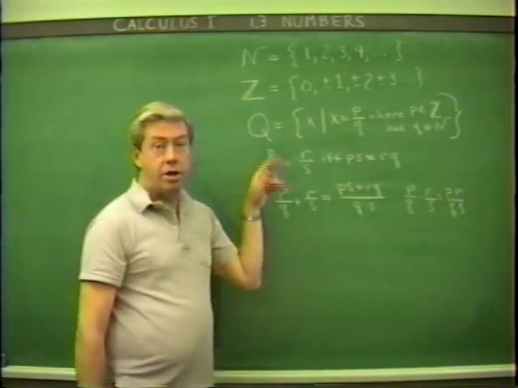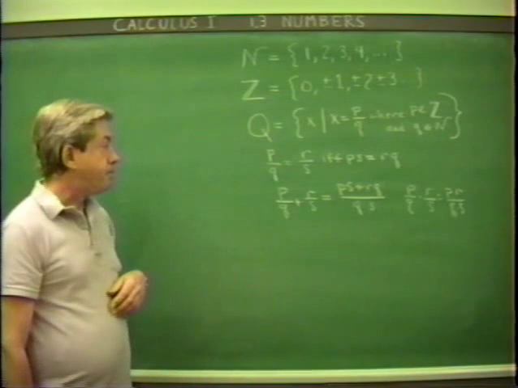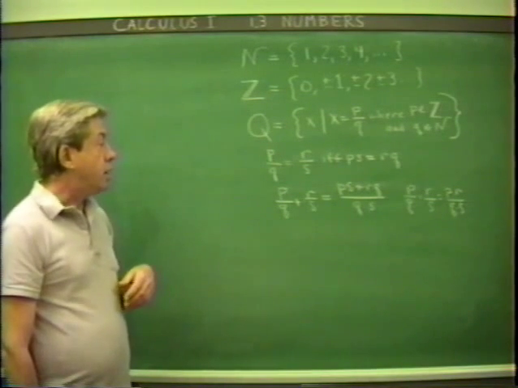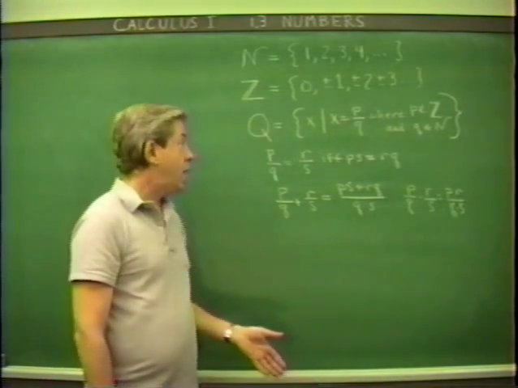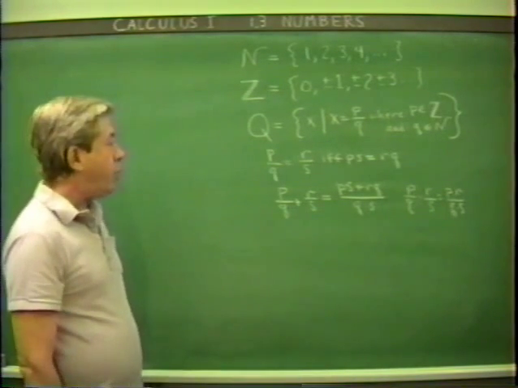Right. But there are other numbers besides the rational numbers. In fact, it's well known, and we'll see shortly, that the square root of 2, for example, is not a rational number.